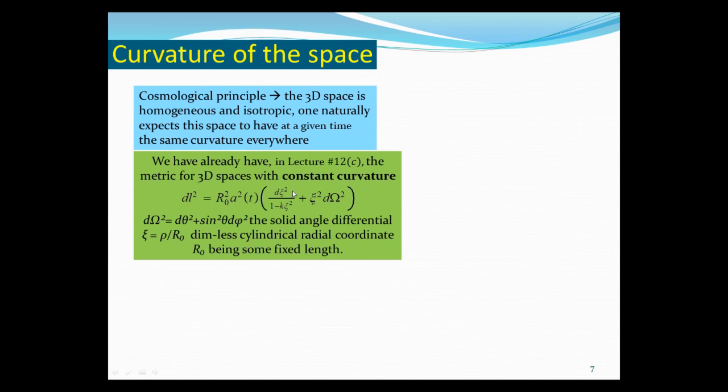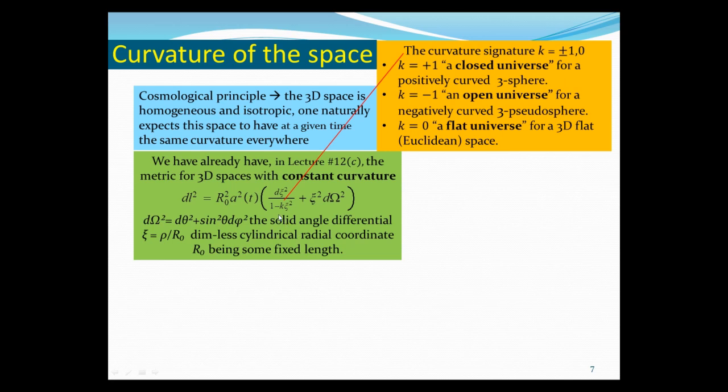Here is an example for the cylindrical coordinates: dl squared would be some overall length scale, where this omega is the solid angle, and psi is rho over some fixed length r naught, the cylindrical radial coordinate. Now, this parameter k here is called the curvature signature. It can have the value +1, -1, or 0.